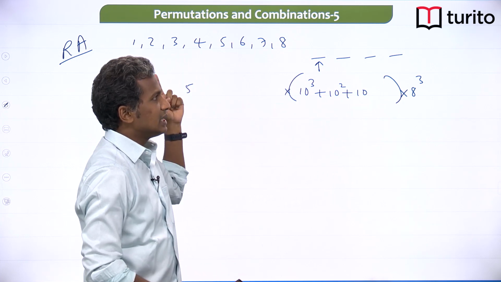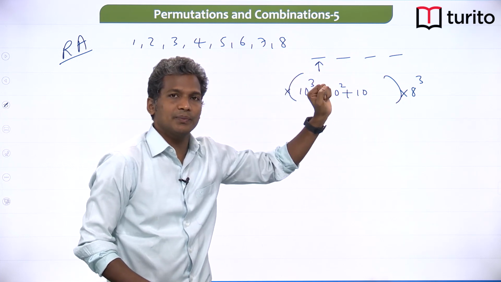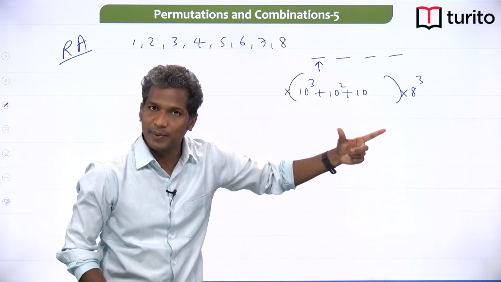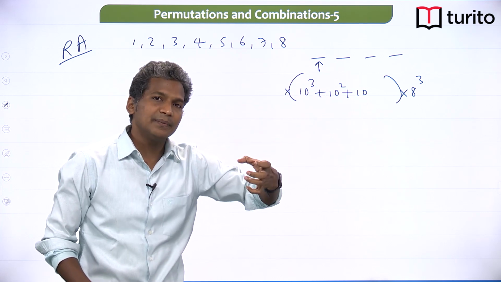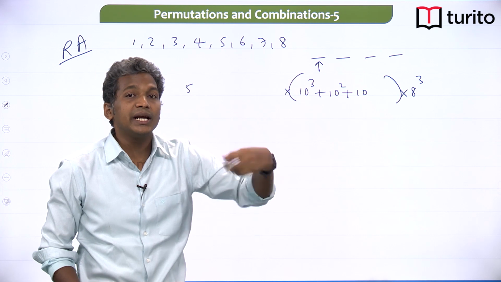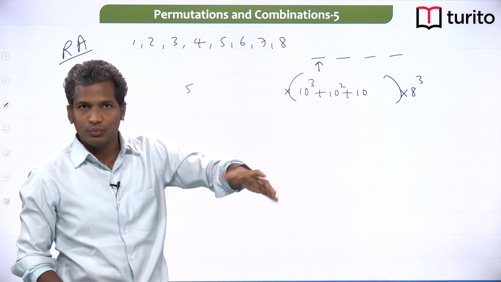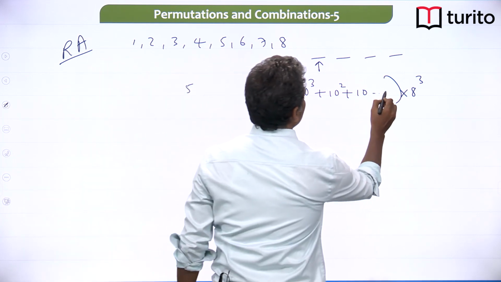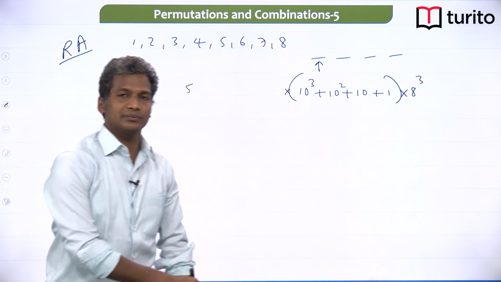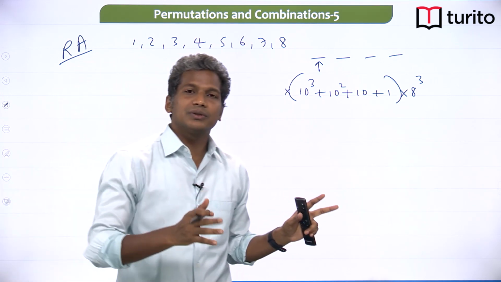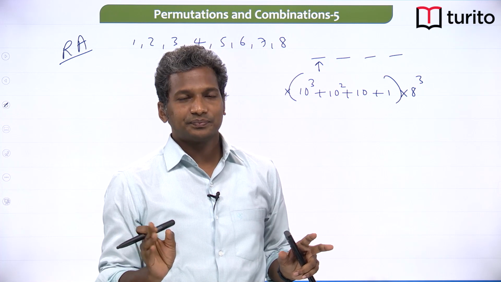Now, similarly 5 can come in the ones place also. If 5 comes in the ones place, its value is 5 only, but it is coming how many times? 8 cube times. So, 5 into 8 cube must be added. So, that means we are basically adding 1 there, okay. So, I hope you have understood the main logic here.